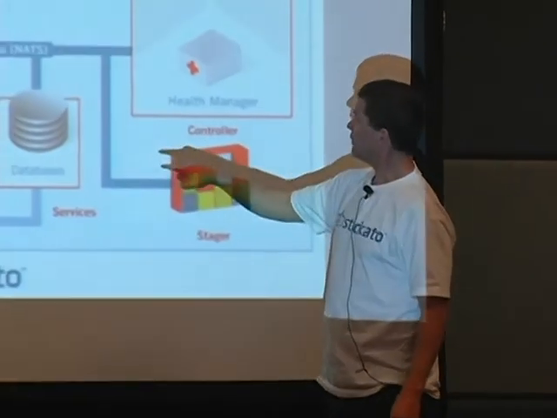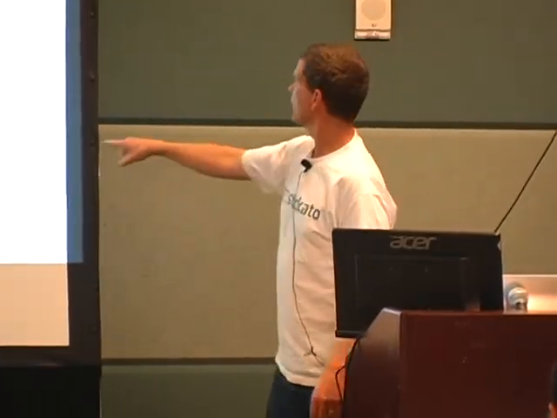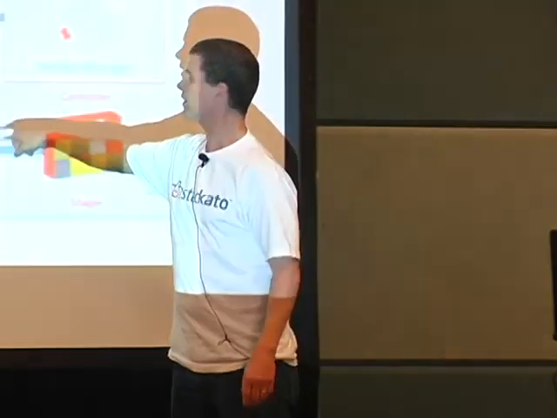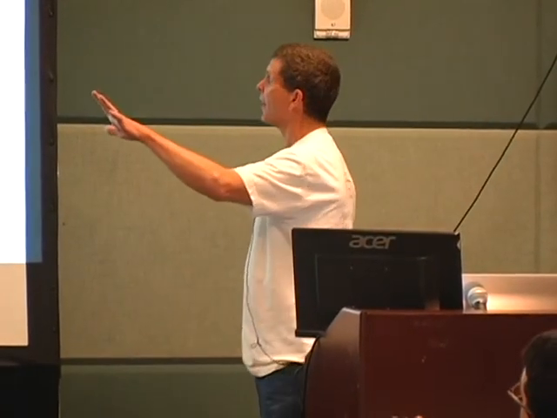Everything in a red box here can be pulled out and put into another VM. So if you have a very high demand or high usage application, typically what you do is you create 10 VMs and you'd put the cloud controller on one of them, the stager on another one, one of the database services on another one, et cetera. So you could have MongoDB on this one and MySQL on this one. And then you would have a number of them allocated for the application instances themselves.